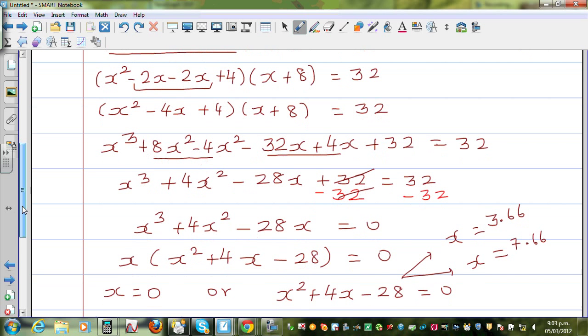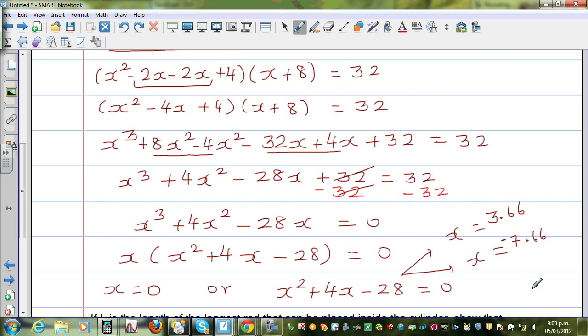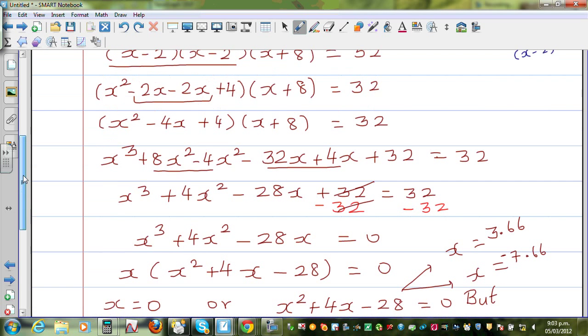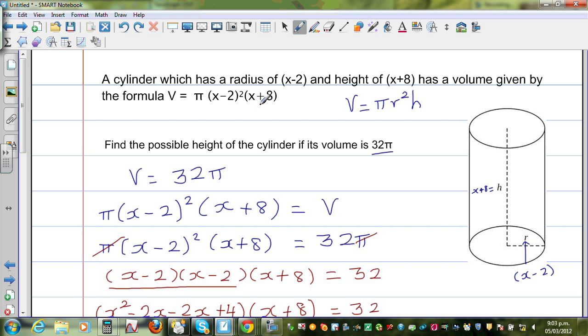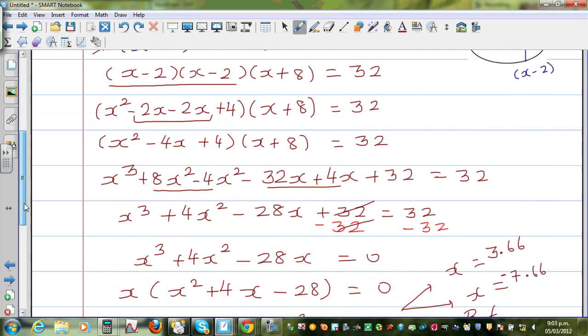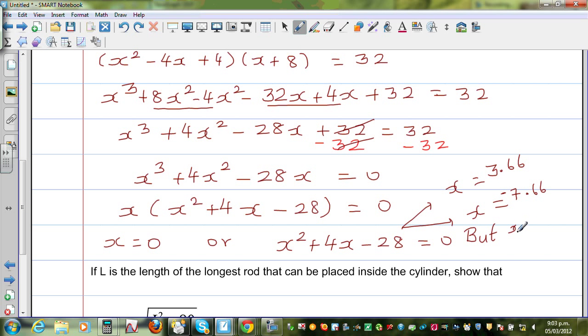Okay, now minus 7.66. But x has to be greater than 0. You got x minus 2, so x has to in fact be greater than 2. So x cannot be negative 7.66. x has to be greater than 0 and also greater than 2. So we are accepting this answer. Therefore, I can say x is 3.66 centimeters in 2DP.